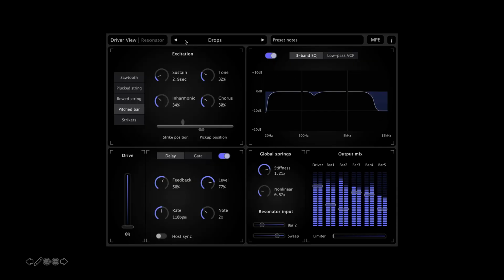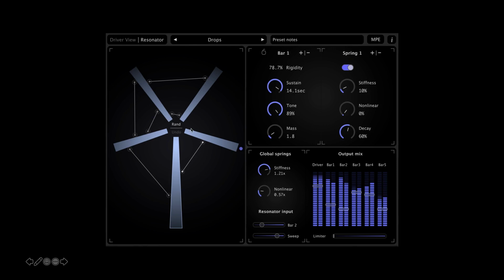So this is what the system looks like. You have the driver view with all these different drivers and the EQ, low pass filter, effects. And then you have the resonator view with the bars and the connections.